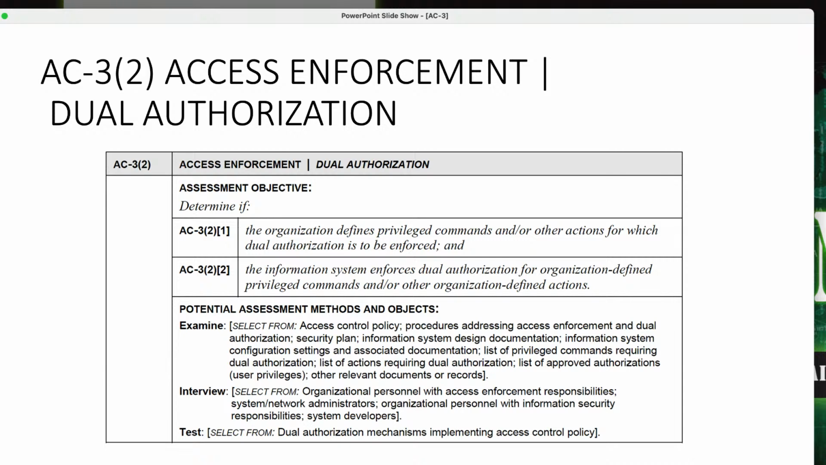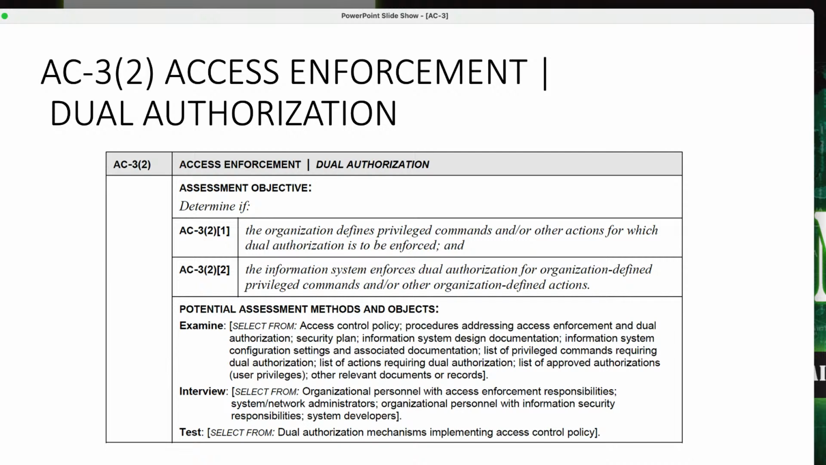There's a bunch of other documents, including a list of privileged commands that require dual authorizations. We're going to want to interview people that have the ability to do this dual authorization. Let's talk to them. Let's talk out how they do this dual authorization. And then let's test it. Let's test those mechanisms. Let's see if I can get one of those commands to run without using dual authorization. If that happens, there's a problem.